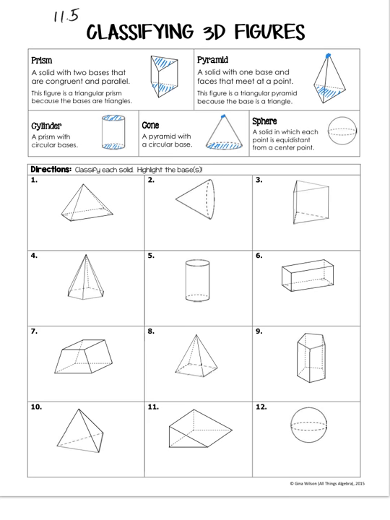And a sphere is a solid in which each point is equidistant from the center, and so the center is here. So any point on this solid is equidistant to this center P here. Okay, so let's see how we can classify them.